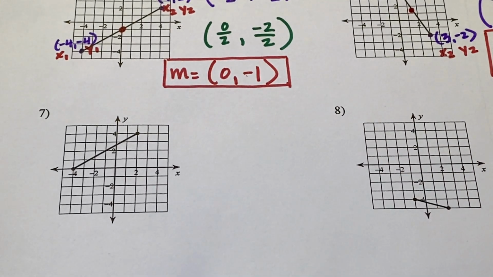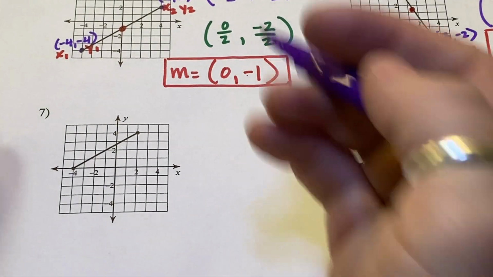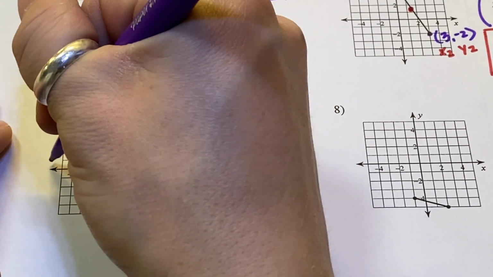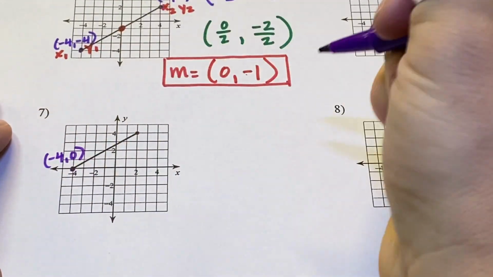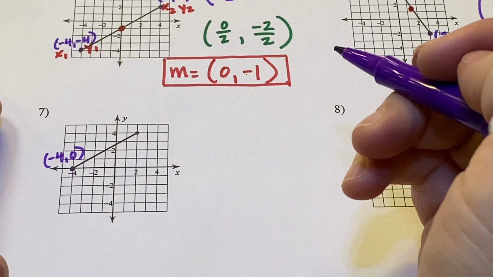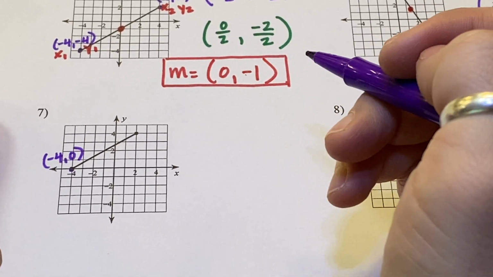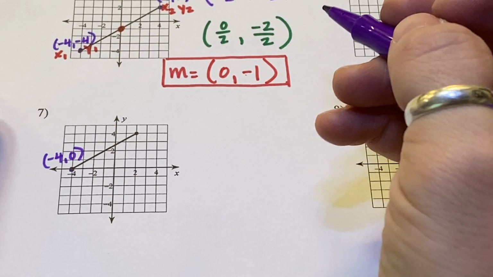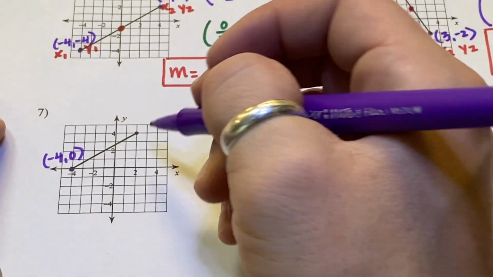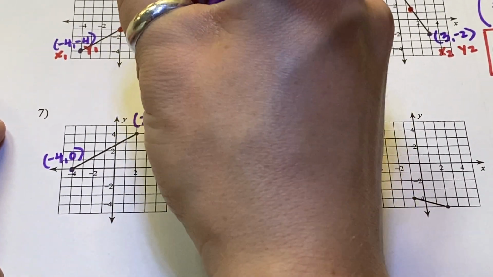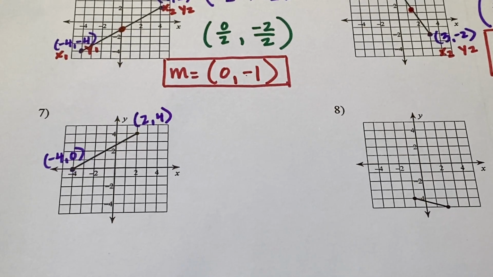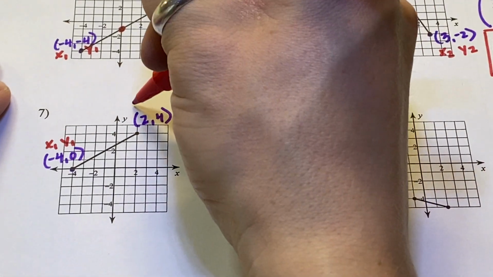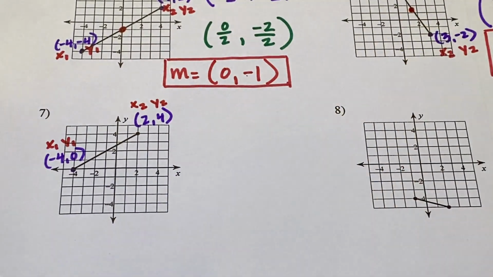Somebody help me out. What are these coordinate points? Somebody identify. Carl? -4, comma, 0. Beautiful. What is my second coordinate point? Oh, come on. You can identify a coordinate point. 2 and 4. You got it. +2, comma, +4. Okay. Choose which one's your first and your second. I'll choose this one as my first. x1, y1. That means this guy's my second. x2, y2.